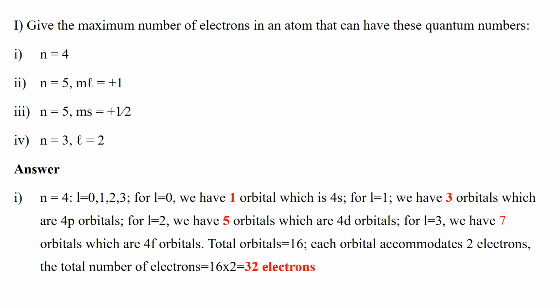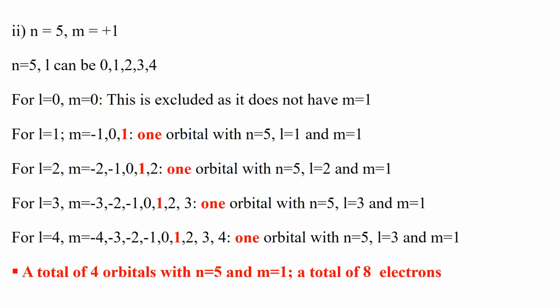Then let's check for n is equal to 5 and m is equal to plus 1. With n is equal to 5, l can be 0, 1, 2, 3, and 4. Then for l is equal to 0, m is equal to 0. This is excluded because it does not have m is equal to 1. Then for l is equal to 1, m will be equal to minus 1, 0, and 1.